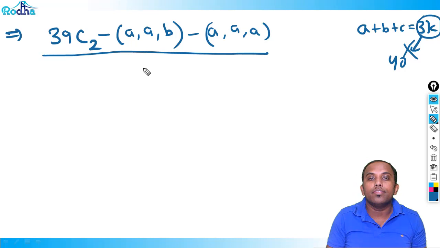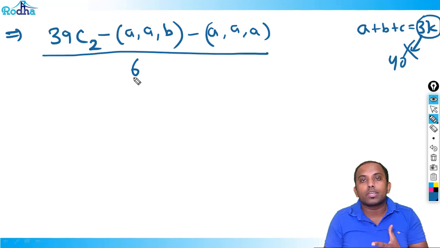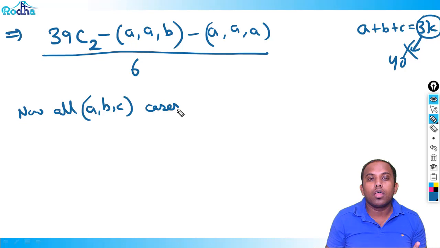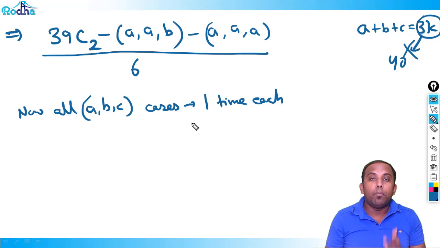That means what is the case left now? Now, in this situation, we are left with all ABC cases 6 times. Each case was written 6 times, divided by 6. Now all ABC cases are occurring only one time each. This is what I wanted. But this is not the solution.